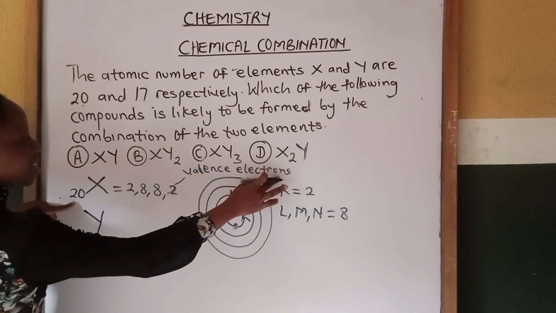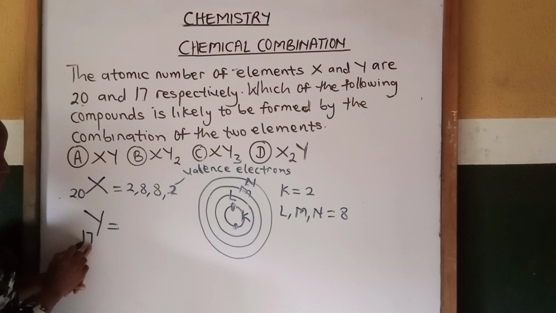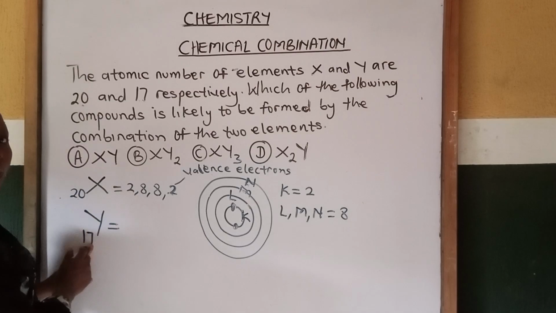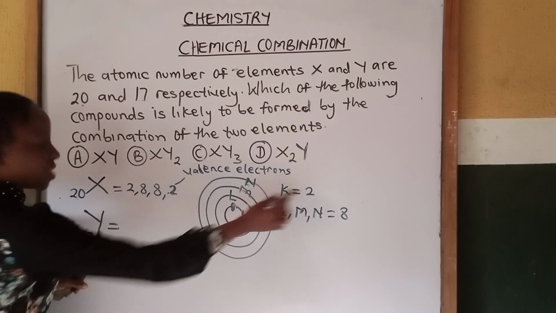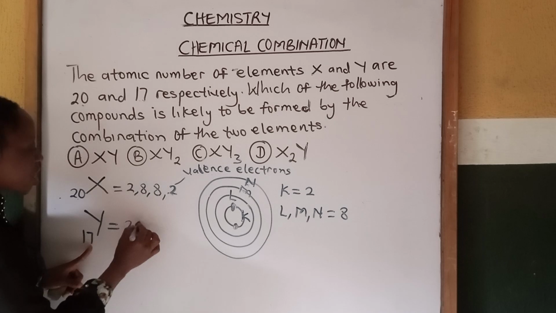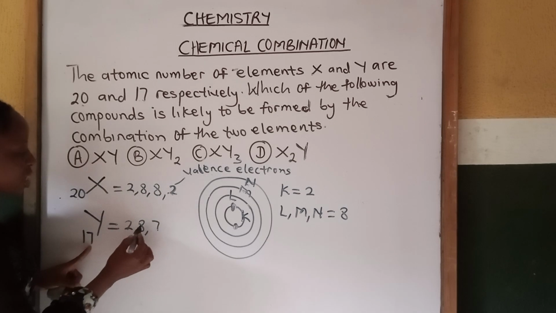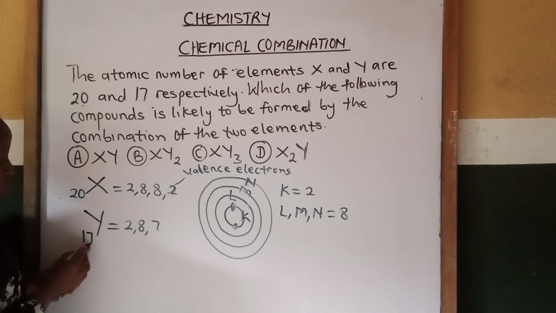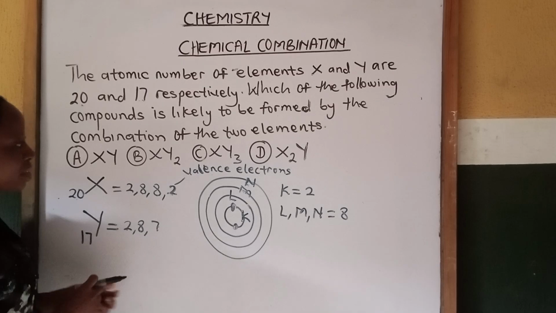So these are the valence electrons. Then let's move to the second element. What will be the electronic configuration of the second element? It has 17 electrons, which is equal to the atomic number. The first shell, the K shell, will carry 2 out of 17, followed by the second shell, which will carry 8, while the third shell will carry 7. So 2 plus 8 plus 7 equals 17. These are the valence electrons for element Y.